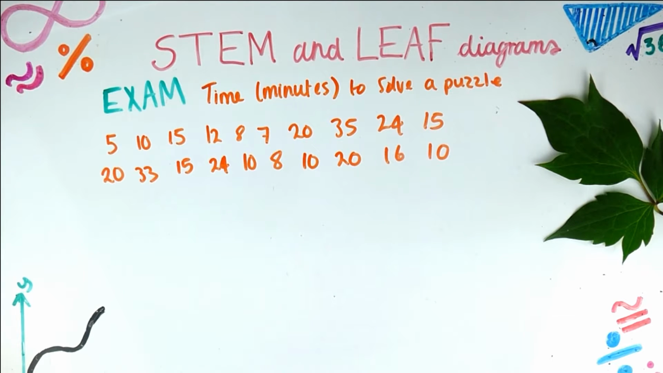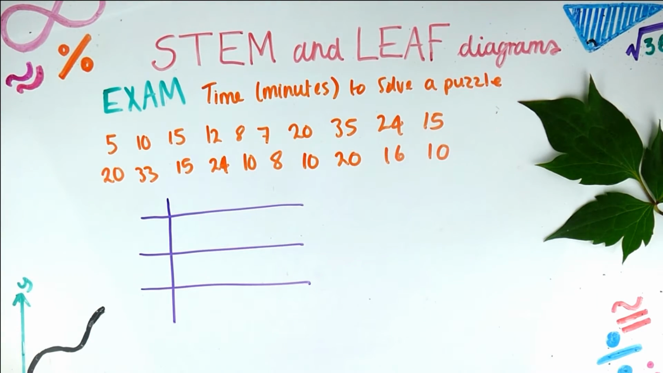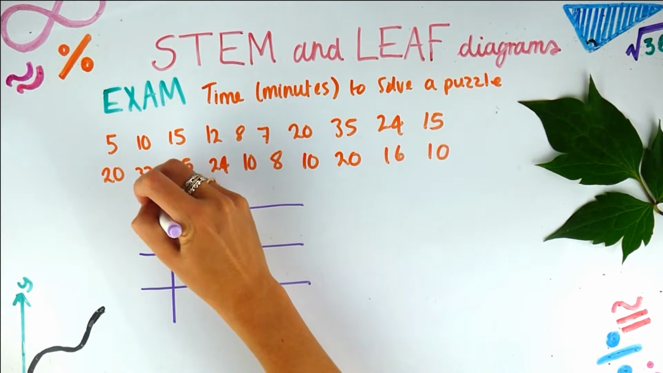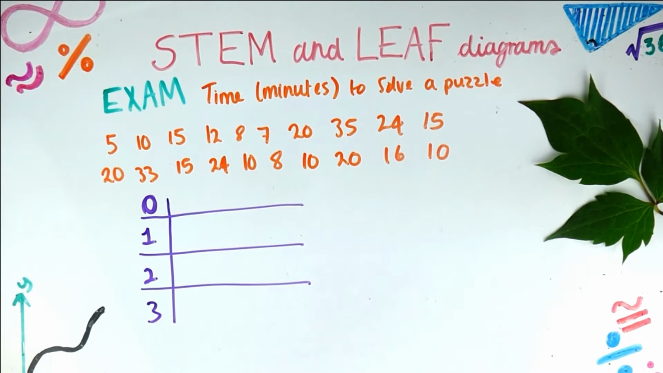So here we have the time in minutes to solve a puzzle, and there's the data, and we want to draw a stem and leaf diagram. So let's get the setup. This time we have values less than 10, so that means the 10s are going to be 0, 1, 2, 3. So let's try and find the smallest in our data, and that looks to be this 5.